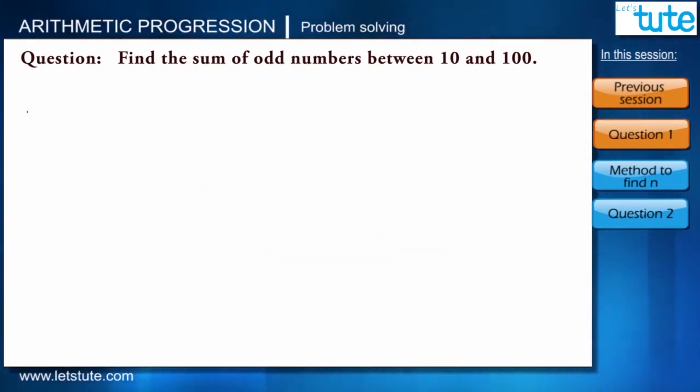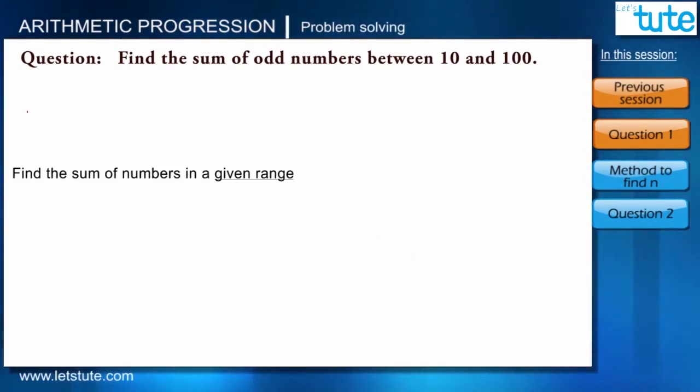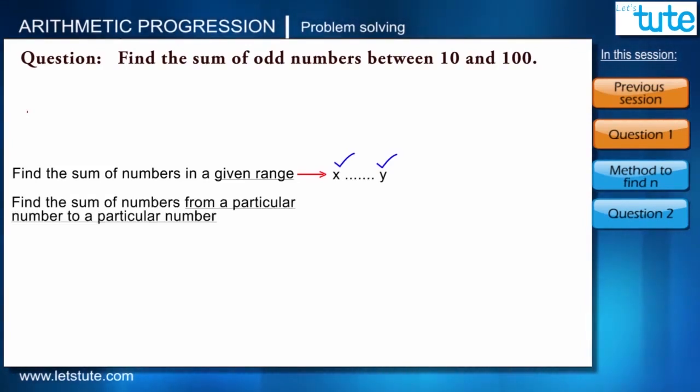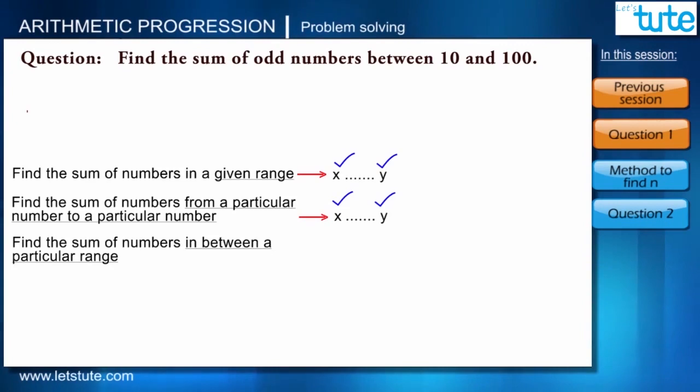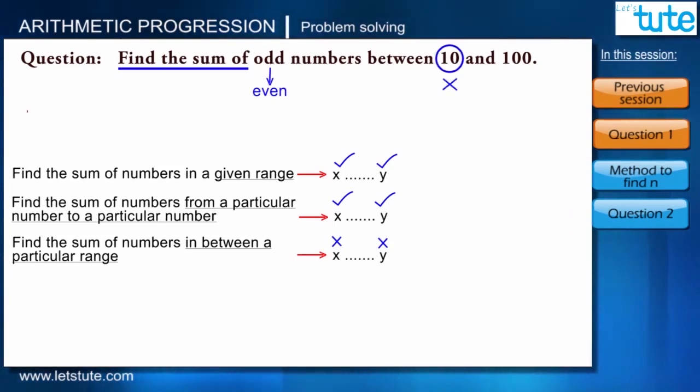See here, when a question says find the sum of numbers in the given range, then we need to include the lower limit and the upper limit of the given range. The question can also be like find the sum of numbers from a particular number to a particular number. Even then, we will be following the same thing. But if it says find the sum of numbers in between a particular range, then we will have to exclude the upper limit and the lower limit. Like if the very same question was asking to find the sum of even numbers, we wouldn't have considered 10 and 100. And I hope you know the reason why.